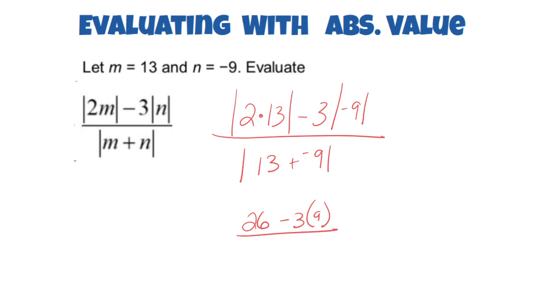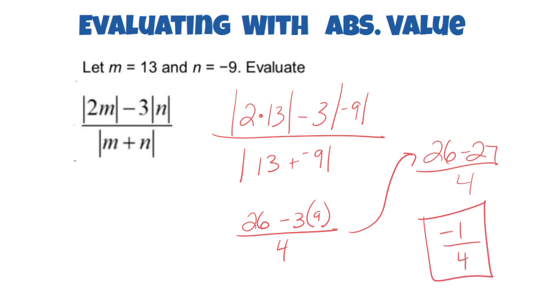In your denominator, don't think that the absolute value makes everything positive. Like this negative 9 right here is truly a negative 9. What you're doing the absolute value on is the 13 plus negative 9, and that's going to get you a 4. It's already positive. So again, the absolute value aren't really doing anything in that problem. Okay, so then what I have is a 26 minus a 27 over 4, which gets me a negative 1 over 4 for an answer.